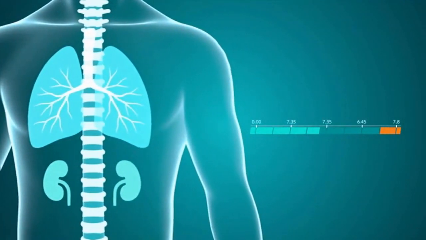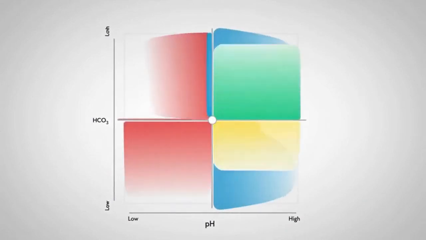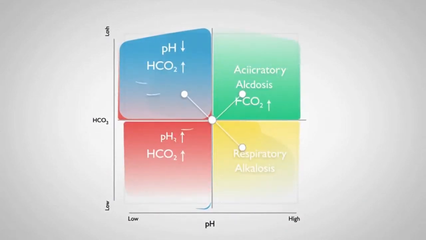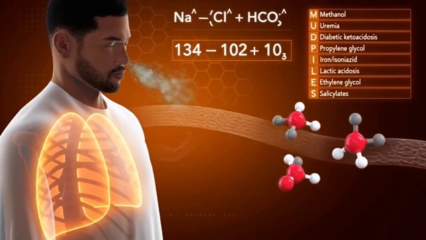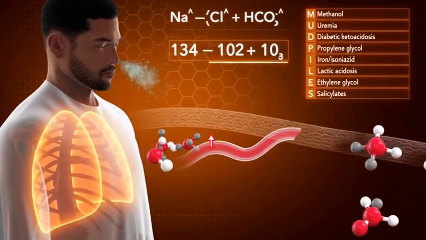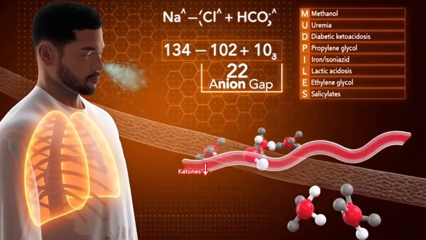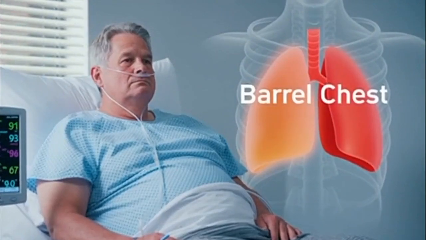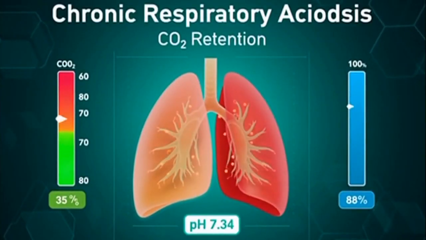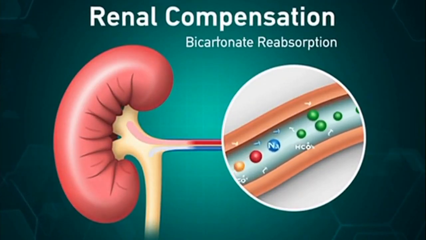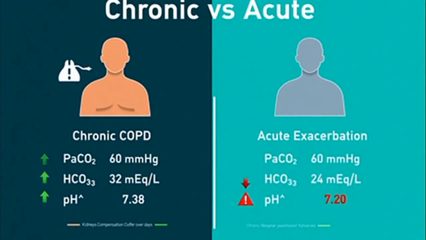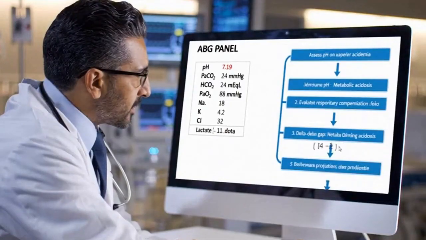Metabolic alkalosis, high pH, high bicarbonate, is caused by vomiting, nasogastric suction, loop or thiazide diuretics, primary hyperaldosteronism, or bicarbonate ingestion. The lungs compensate by retaining CO2, hypoventilation. Urine chloride below 25 suggests a chloride-responsive cause like vomiting. Treat with IV saline. Urine chloride above 40 suggests a chloride-resistant cause like hyperaldosteronism.